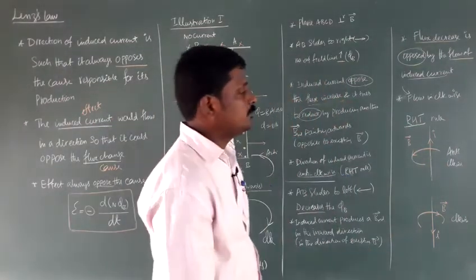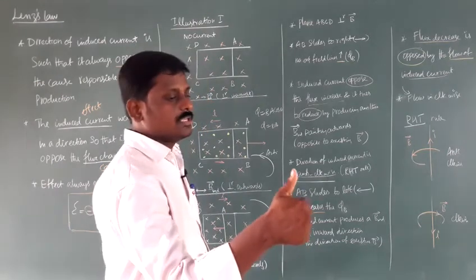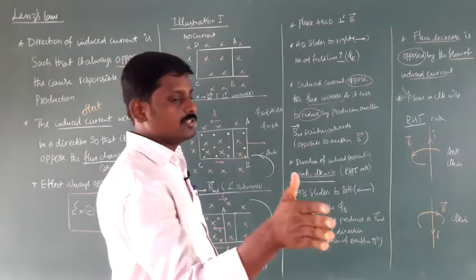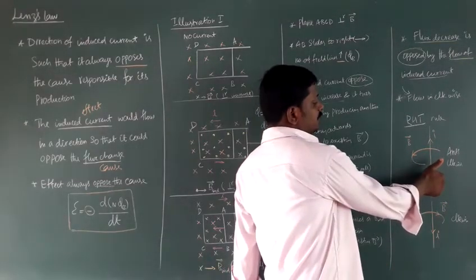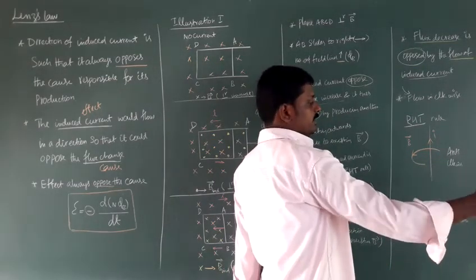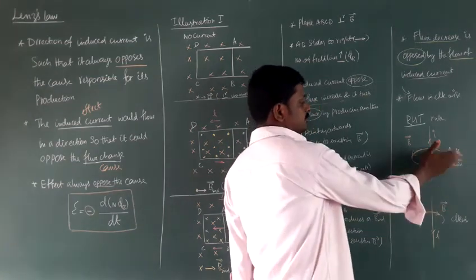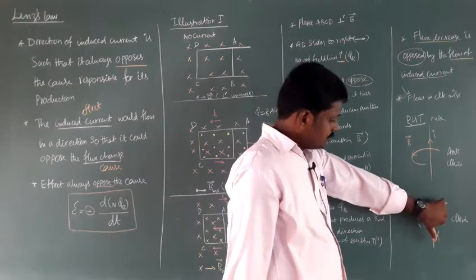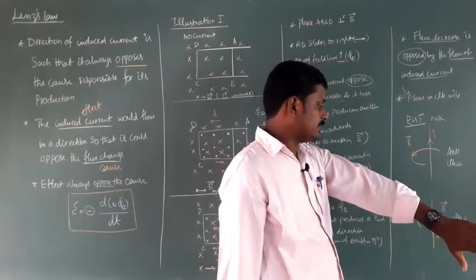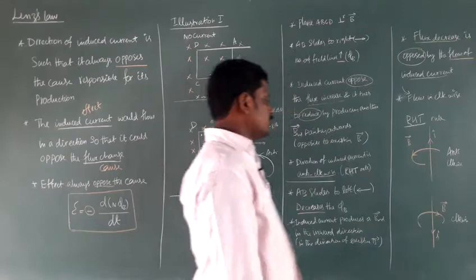So what is the right hand thumb rule? Your thumb shows the direction of current, your fingers show the direction of magnetic field. If current flows from bottom to top, what is the direction of magnetic field? In this direction. Like that. Again, current flows from top to bottom. So what is the direction of magnetic field? Here, this is clockwise. So just applied.